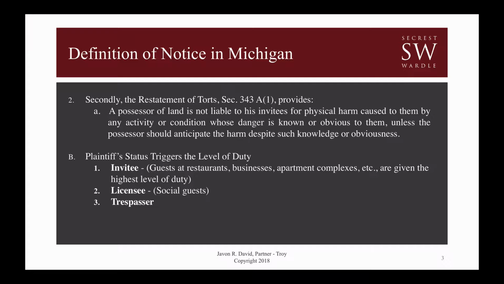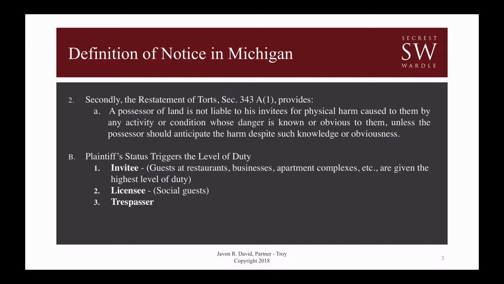As you know, in a premises action, the status of a person on the premises triggers the level of duty of care owed. In premises liability actions, an individual is either going to be an invitee, a licensee, or a trespasser. The long and short of it is that an invitee is someone that has some sort of business relationship with the premises owner, for example, guests at restaurants or apartment complexes. These people are given the highest level of duty under the law.